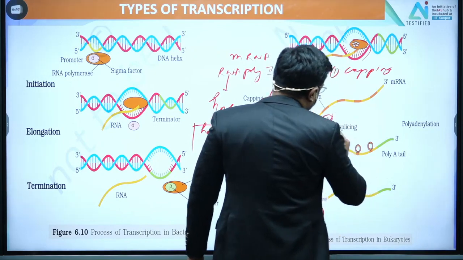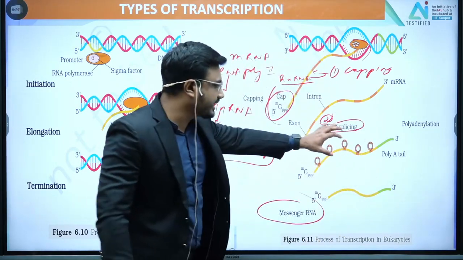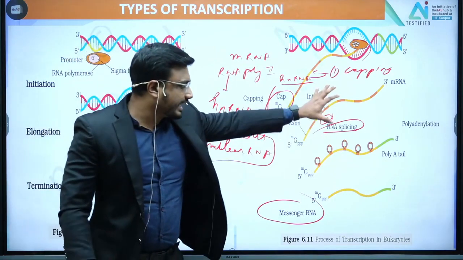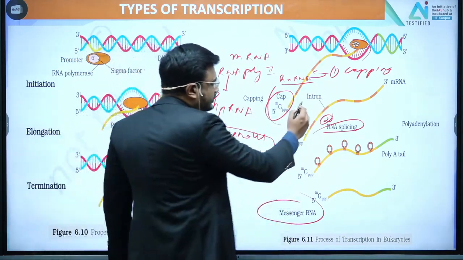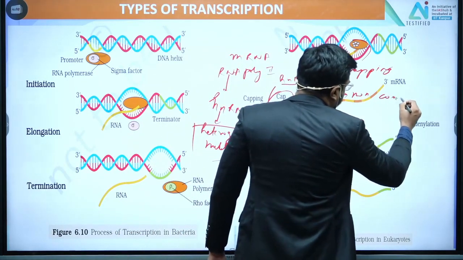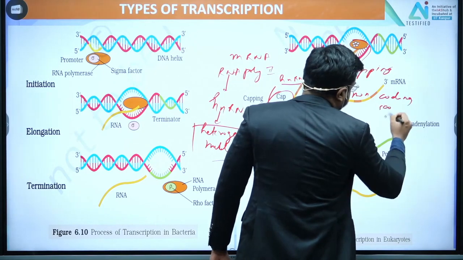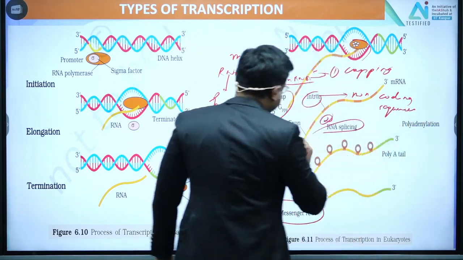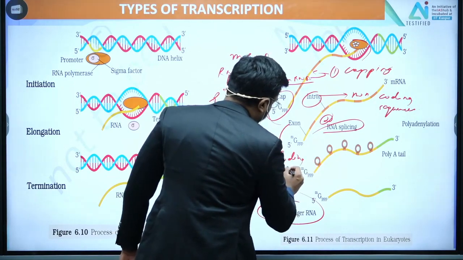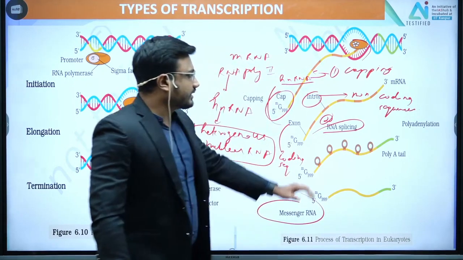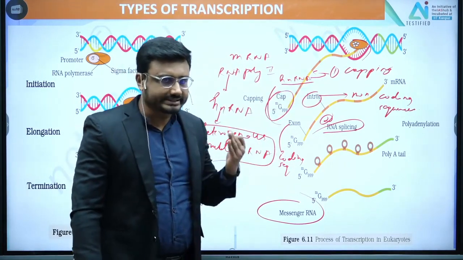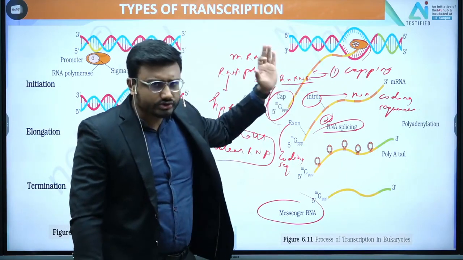So after capping, the hnRNA undergoes splicing. In splicing, the hnRNA is made up of certain non-coding sequences. The introns are known as the non-coding sequences, whereas the exons are known as the coding sequences. The introns do not code for anything, whereas the exons are the coding sequences. So there is no use of intron.